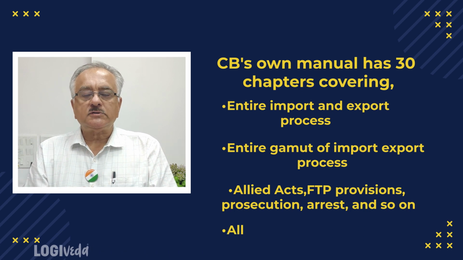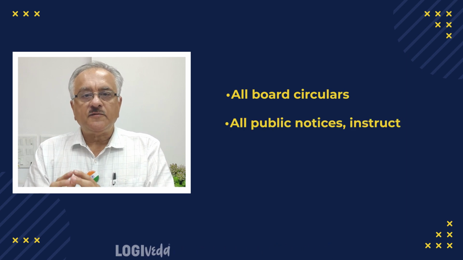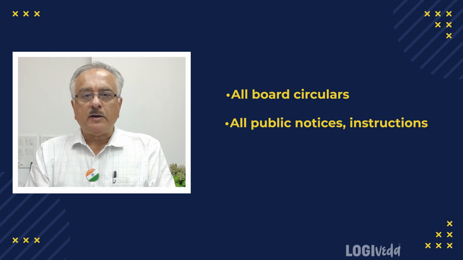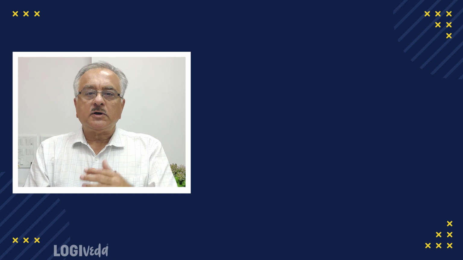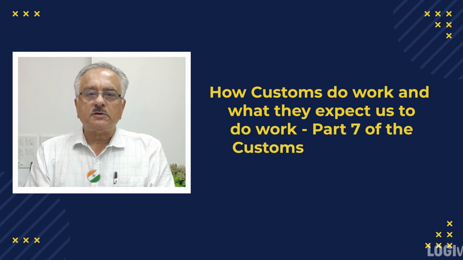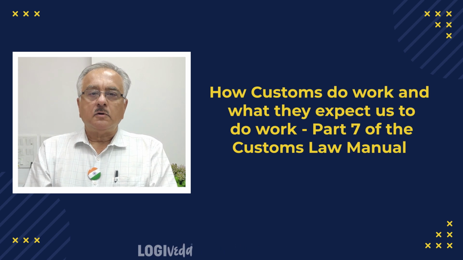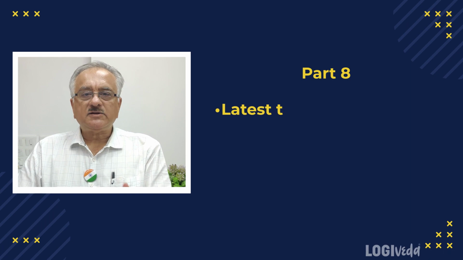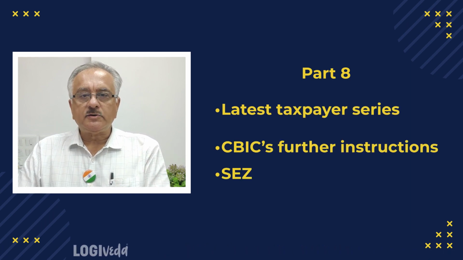All public circulars, all board circulars, all public notices and instructions are given in this very well illustrated Part 7, that is the CBIC's own manual, which can be referred to, and here you will learn how customs works and what they expect us to do. Part 8 has the latest taxpayer series, the CBIC's further instructions, the SEZ rules and act, and so on.